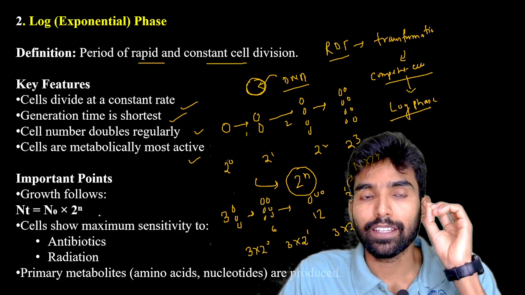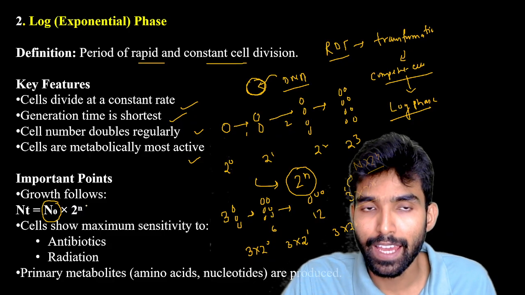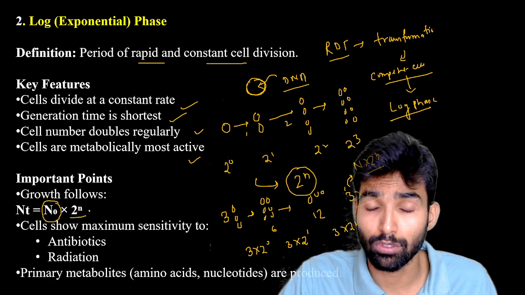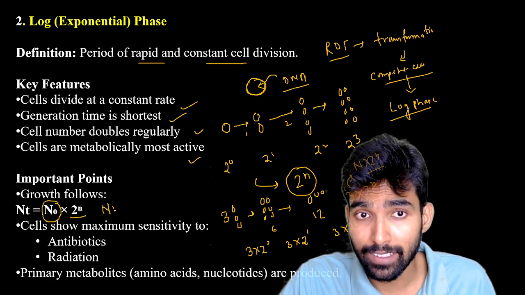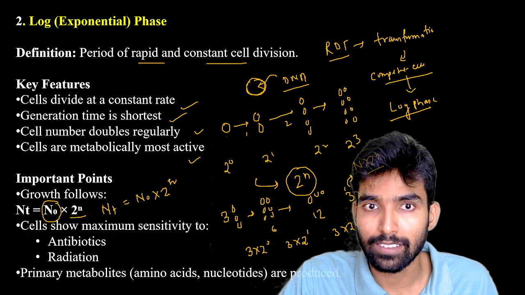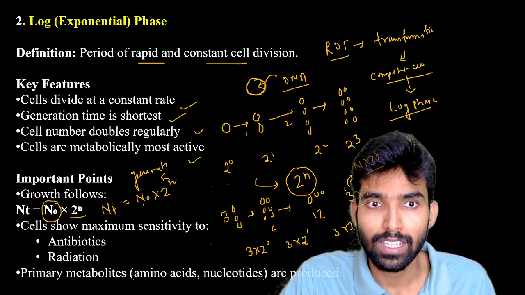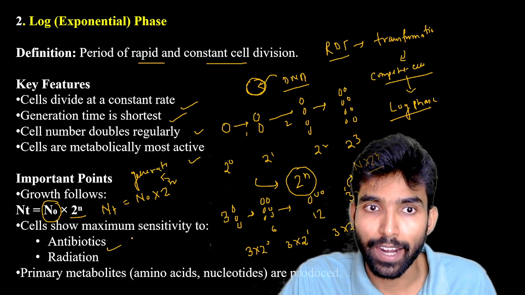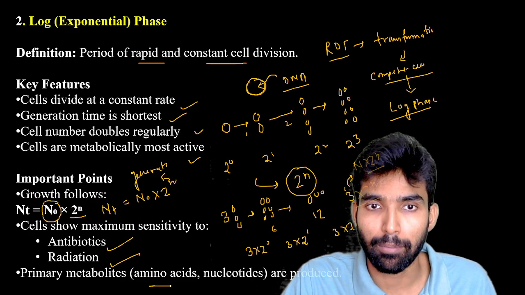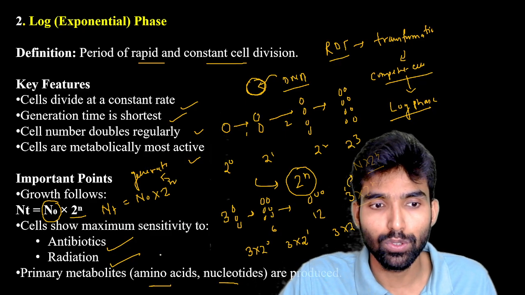That means if you start with the initial N0 number of bacteria, and you complete the nth generation, what will be the bacteria's total number? That's Nt equals N0 into 2 to the power n. It is the generation, nothing else. Cells show maximum sensitivity to antibiotics as well as radiation here, right? And primary metabolites like amino acids and nucleotides are produced in the log phase, that you need to remember.